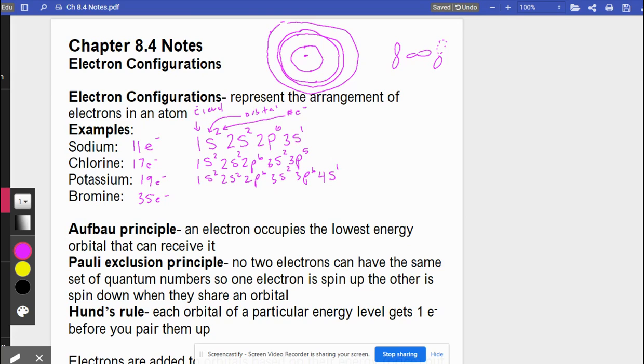And bromine, 35. So I have 1s2, 2s2, 2p6, 3s2, 3p6, 4s2. Let's count our electrons. Here we have 10 and 10, so we're at 20. We still have 15 more to go. After the 3p comes 3d10. Okay, so there's 10 more.